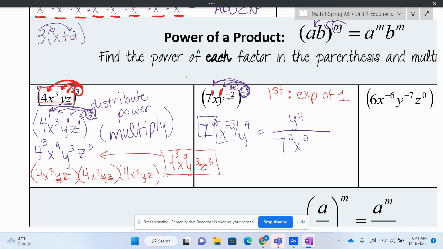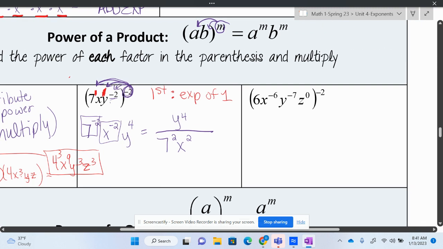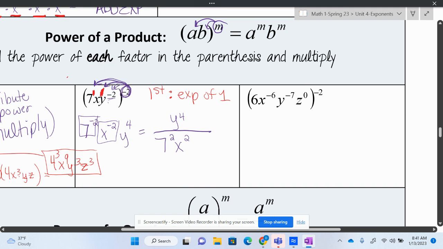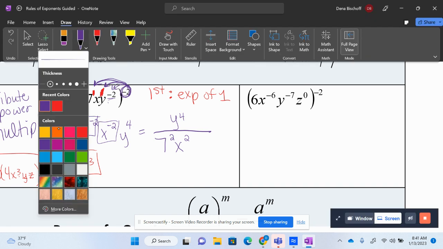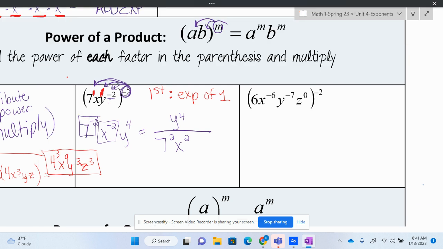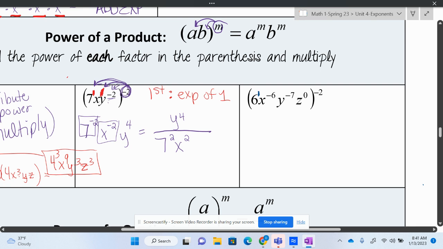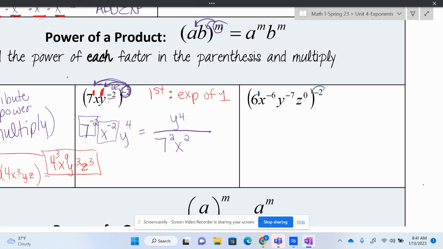Do one more example. One more example. So what do I need to do first? Which number in this expression does not have an exponent on it? The 6. What am I going to put there, Madeline? 1. Put a 1 on it. Okay. Zach M. What do I do with this -2 outside of the parenthesis? I'm going to distribute it. I'm going to take it and multiply it by every exponent inside the parenthesis.